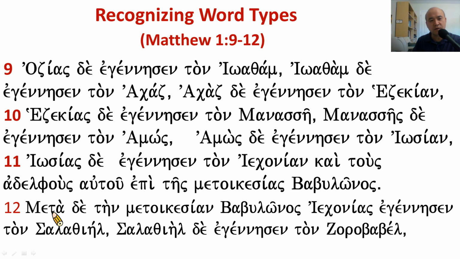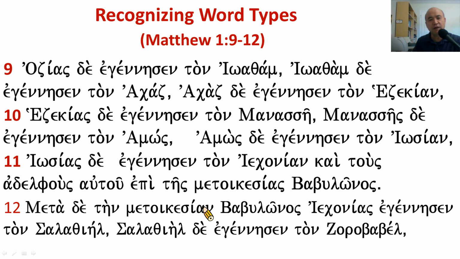Meta is a preposition. It doesn't change, even though sometimes we can find slightly different forms, but it depends on the following word, so it's not important. I just count it as an unchanging word. Meta is a preposition, which case, in this case? The fourth case, case 4. Sometimes it can have a different case, but we just stay here with the fourth case. Meta tin metikesian: meta with the accusative, case 4, has the meaning of "after." Meta tin metikesian Babylonos.